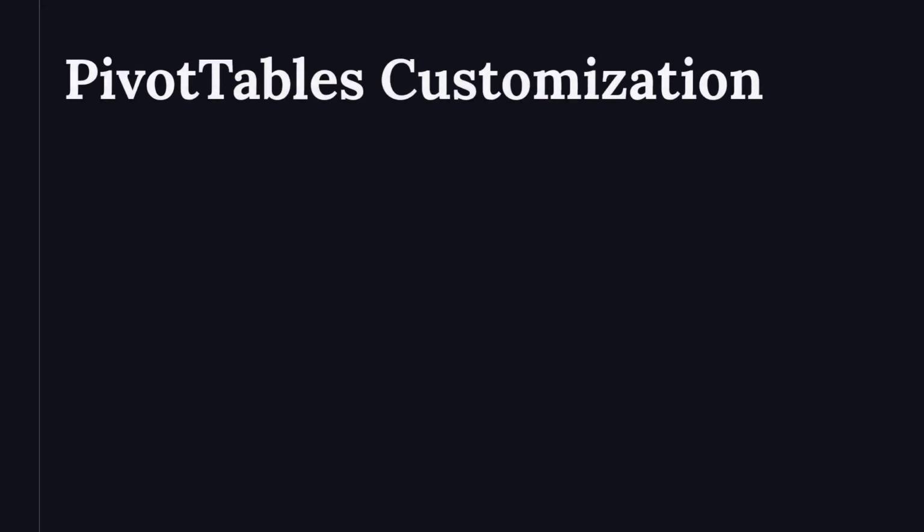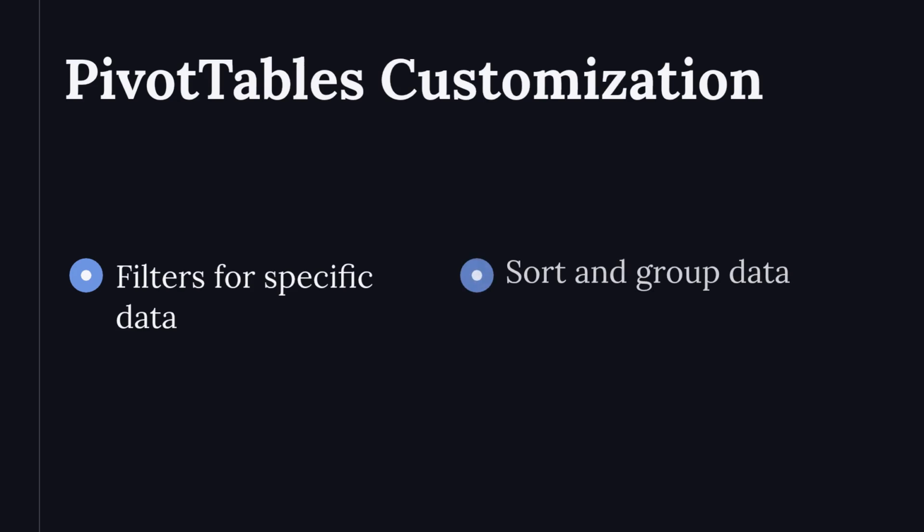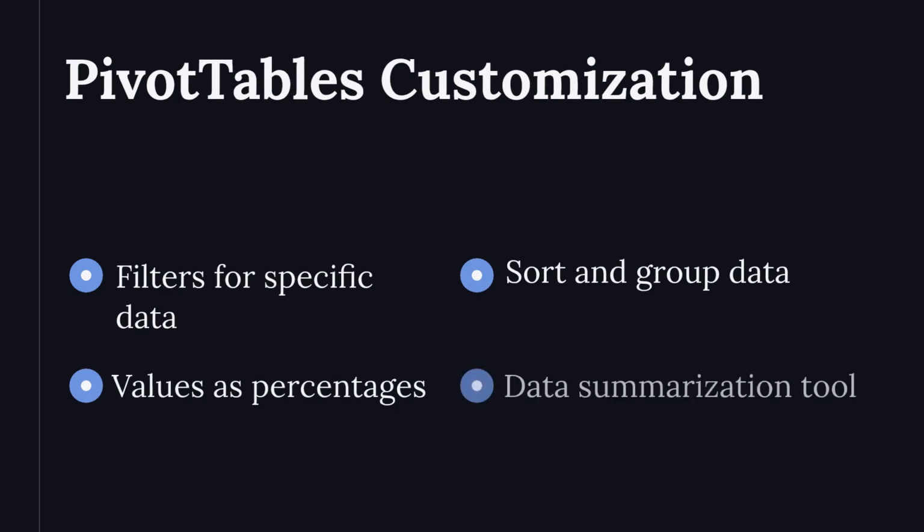Customize pivot tables with filters and value settings. Sort and group data for detailed analysis. Use filters to focus on specific data segments. Show values as percentages for clearer insights. Pivot tables are powerful for data summarization.